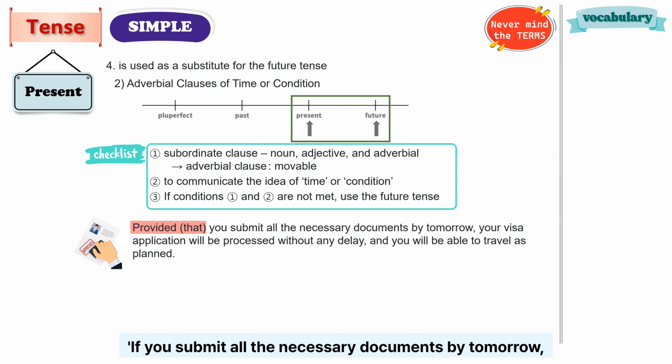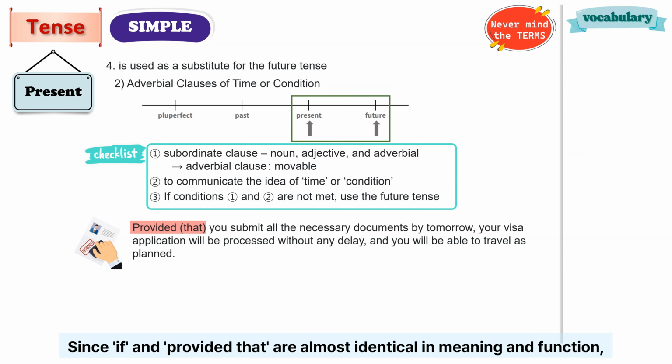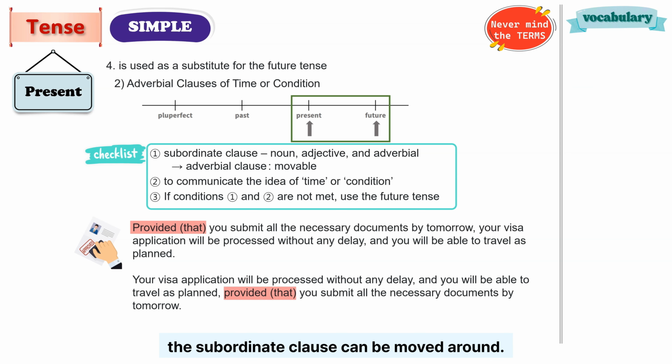If you submit all the necessary documents by tomorrow, your visa application will begin processing without any delay, and you will be able to travel as planned. Since if and provided that are almost identical in meaning and function, the subordinate clause can be moved around. Therefore, the main clause uses the future tense, and the subordinate clause uses the present tense.